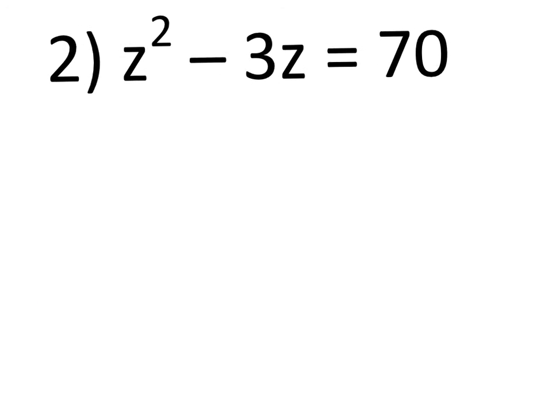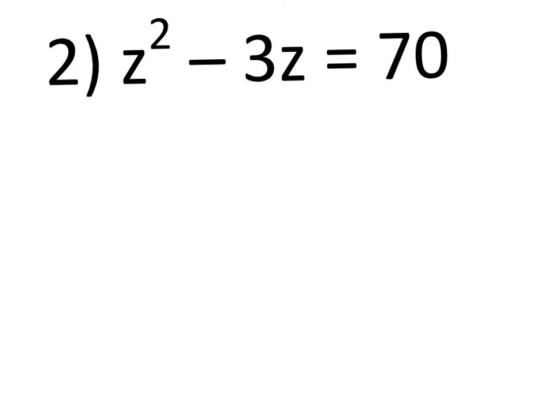Example number 2. All right, on example number 2, it has to be set equal to 0 first. We talked about that in the last lesson. You have to set these equal to 0 first. And when you do that, you need to make sure that they are in order. Squared, in this case z, and then no z. So the first thing I'm going to do is I'm going to go ahead and subtract 70 off, keeping it in order. So z squared minus 3z minus 70 equals 0.